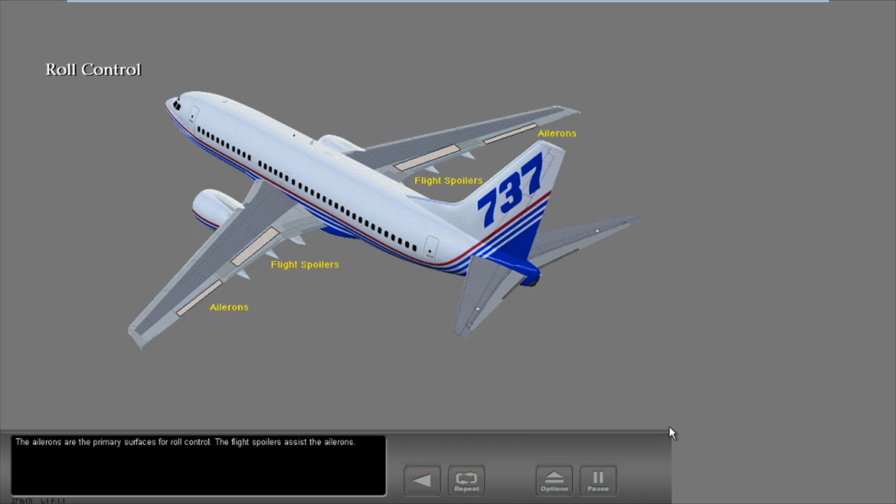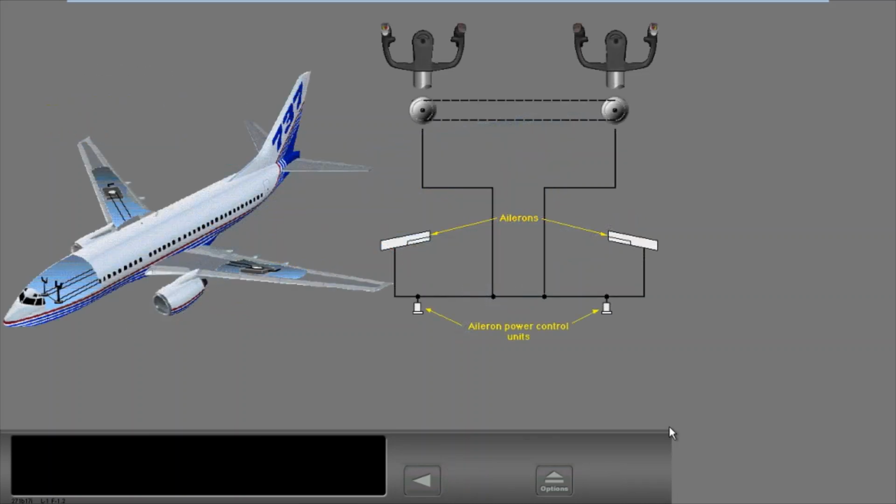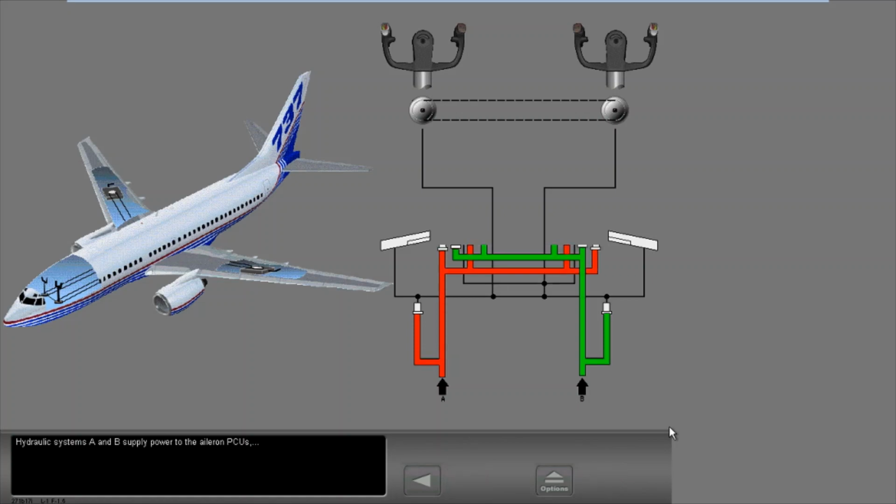The ailerons are the primary surfaces for roll control. The flight spoilers assist the ailerons. Roll commands come from the control wheels and the autopilot. The control wheels are connected to each other and then connected by cables to the aileron power control units, or PCUs. Hydraulic systems A and B supply power to the aileron PCUs and the flight spoiler PCUs.